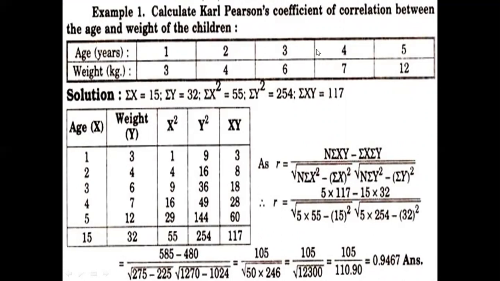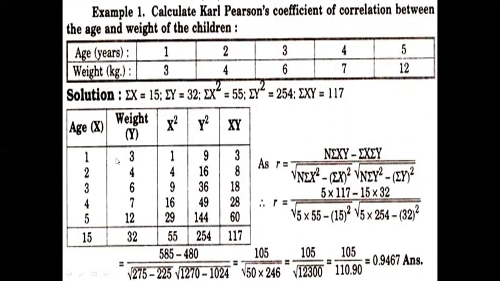So the ages are 1, 2, 3, 4, 5, and the weight of that aged baby is 3, 4, 6, 7, and 12. So let's draw the table. Here the table is as it is, as the data is given in the question itself: 1, 2, 3, 4, 5. Then we have 3, 4, 6, 7, and 12.